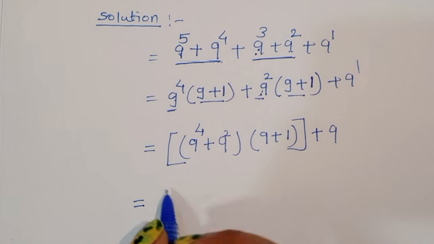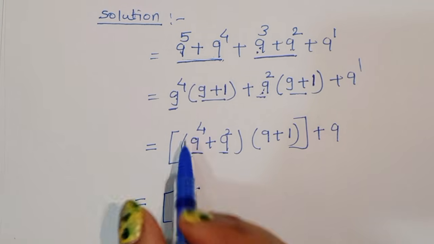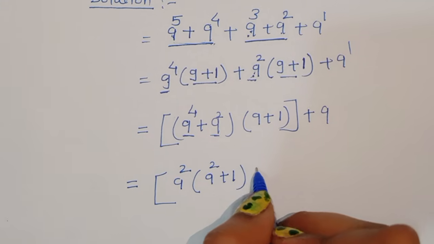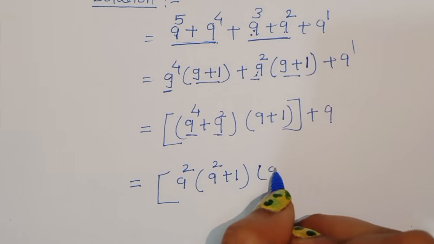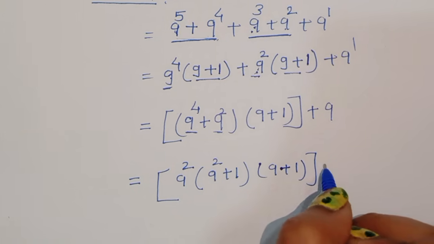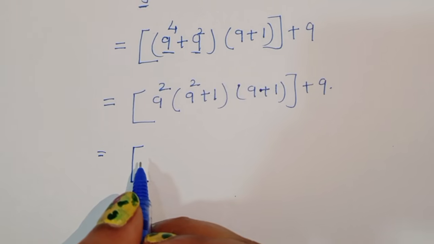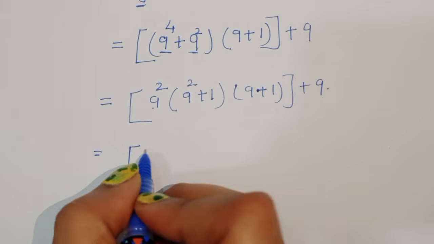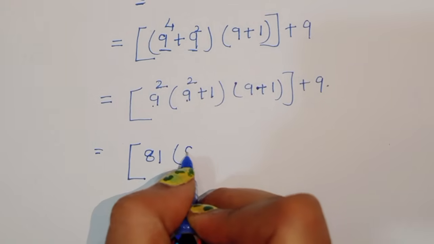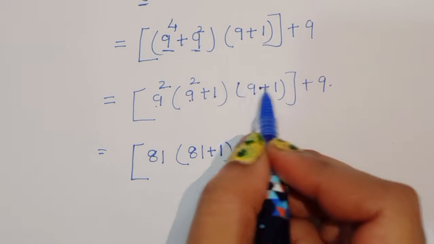In this term again we can take 9^2 common. So taking 9^2 common, we will get 9^2 plus 1 times 9 plus 1, plus 9. 9^2 is 81. So we can write 81 plus 1 times 9 plus 1, that is 10.